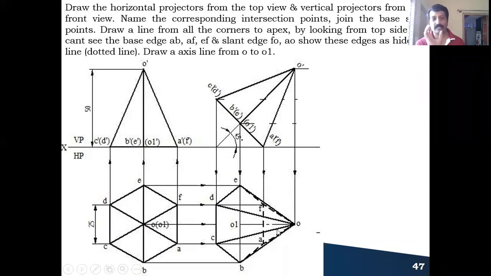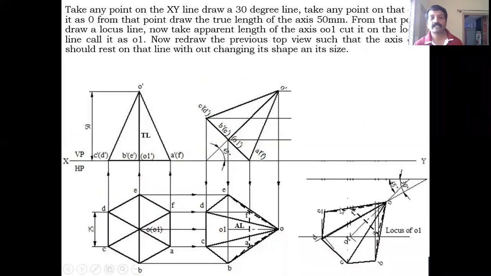Like this, from the sketch itself, you are able to judge which is the hidden edge and which is the visible edge. So after this, for the axis line, you can represent it from O to O1, with the axis line representation. Okay. Next, the axis is inclined at 30 degree to VP as given. So he has given the true inclination, not the apparent inclination. We need to find out the apparent inclination.